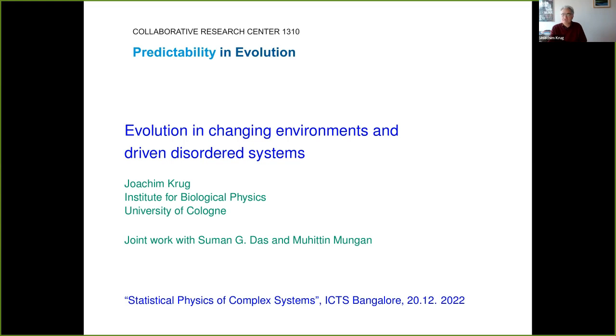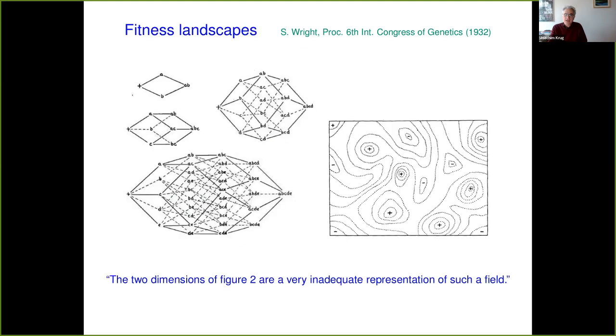Okay, very good. Okay, so let's get started. I always like to start this talk with a kind of historical slide. This is from a paper by Sewell Wright some 90 years ago, where he first introduced the idea of biological fitness landscapes. And this paper contains two figures.